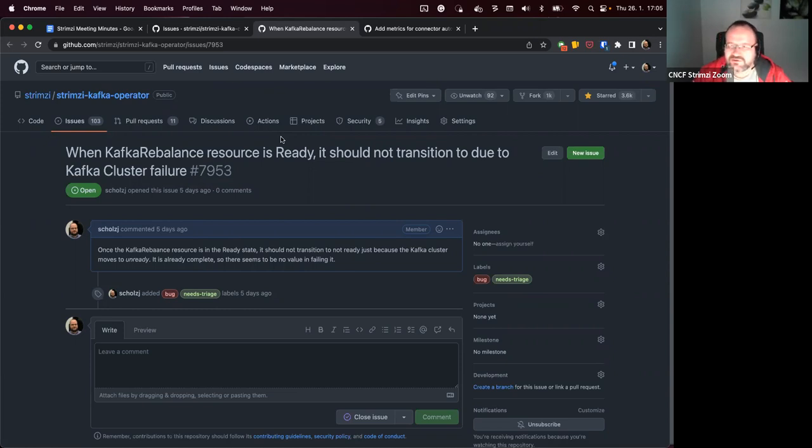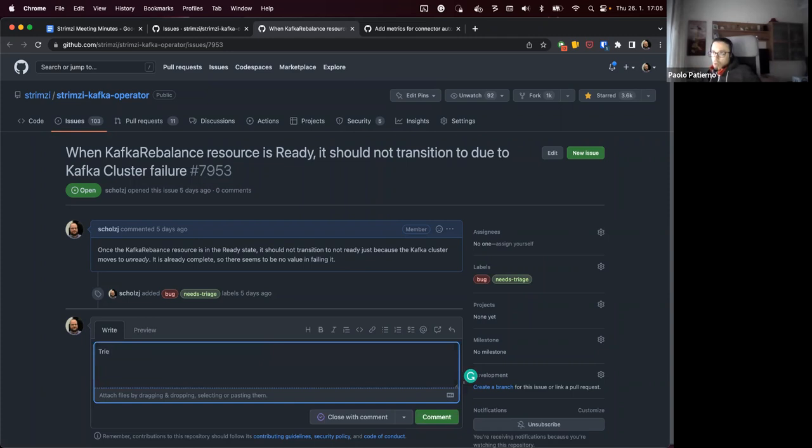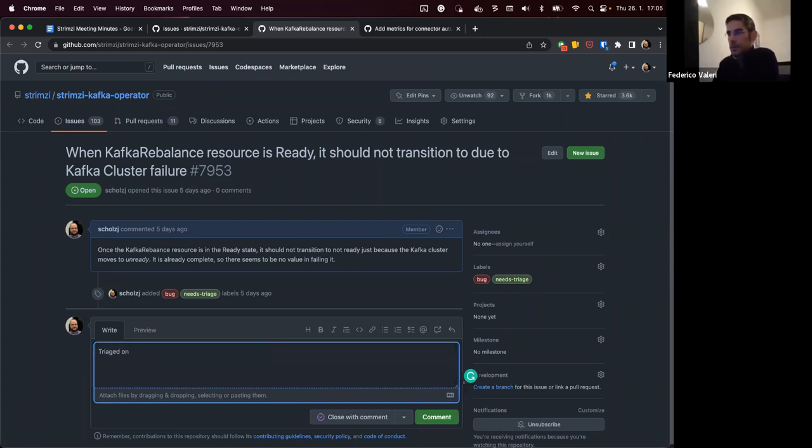What do you think, Paolo? Yeah, I agree. I was just reading and I think that's a bug. Because anyway, the ready state is right. It's the state when the rebalance is completed. So it should be fixed, in my opinion. Yes, it should become not ready only when someone tries to apply it and then it fails because the cluster is not ready, right? Yeah.